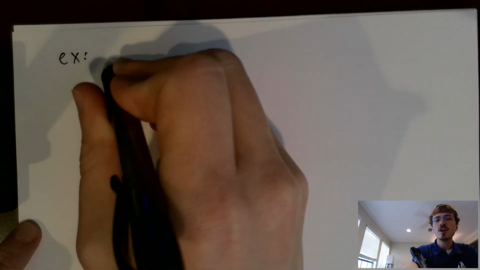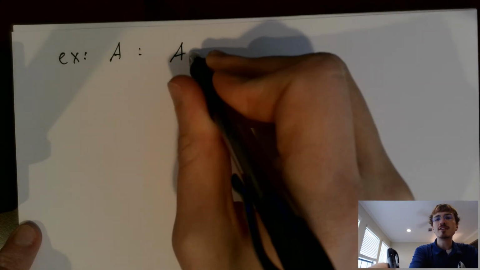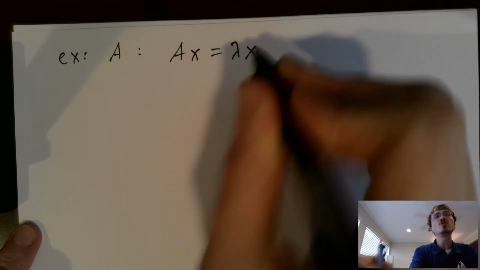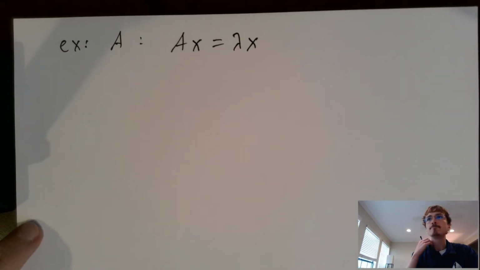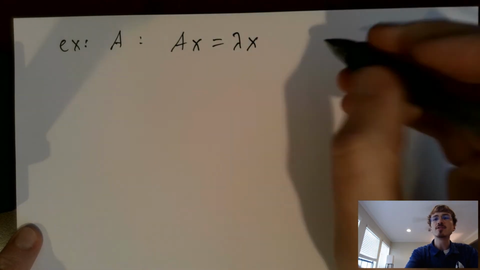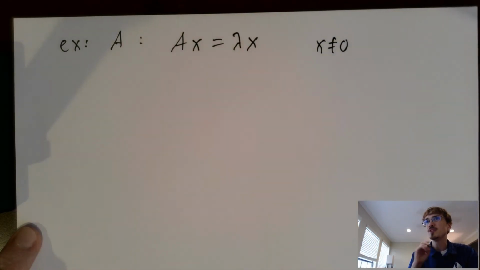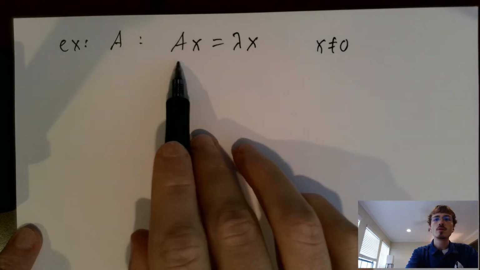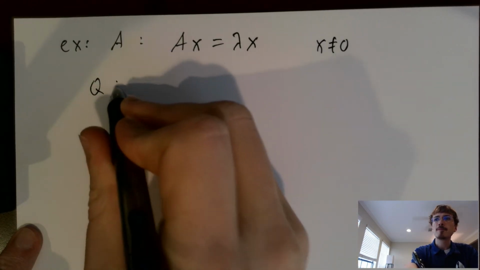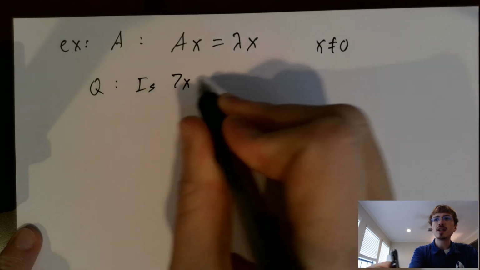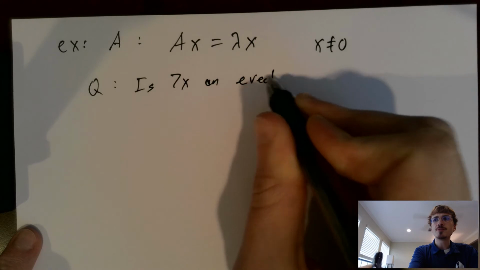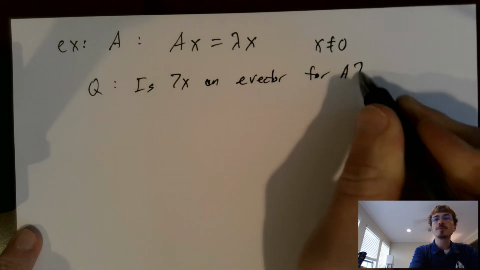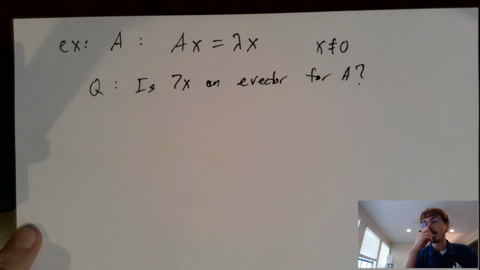Okay. Suppose we have a matrix A, and suppose we have some eigenvector x with associated eigenvalue lambda. What do we know about x? x is not 0. Lambda could be 0, who knows? Question: is 7 times x an eigenvector for A? Pause the video and see if you can figure this out.